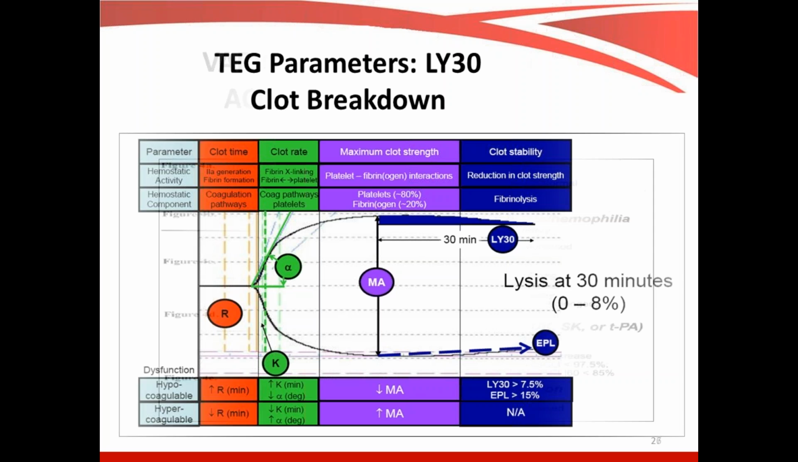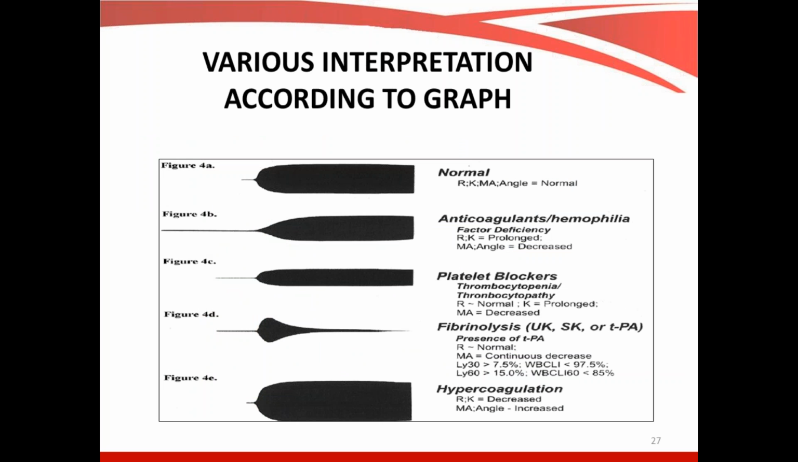So those are the kind of signature curves that come up in different states. These are normal, that's the normal one that you're seeing. That is when you have a factor VIII deficiency. Here you can see the R and the K are prolonged, MA and the alpha angle are decreased, and everything is on the smaller side. Here the R is normal, the K is prolonged, R is finishing here, but the K is prolonged and your MA is decreased. So this is a platelet blocker. This is a thrombocytopenia. This patient needs no FFP, no cryo, only platelet concentrates.